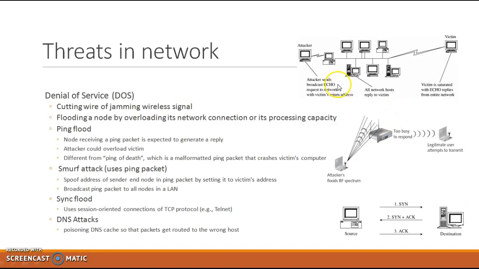Here are some pictures you can see. The first picture is about the victim. The victim is flooded with echo replies from the entire network. This computer gets the replies from the attacker. The attacker sends a broadcast echo request to the network with the victim's return address, and all the network hosts reply to the victim. In this way, the victim is overloaded. That is the denial of service.